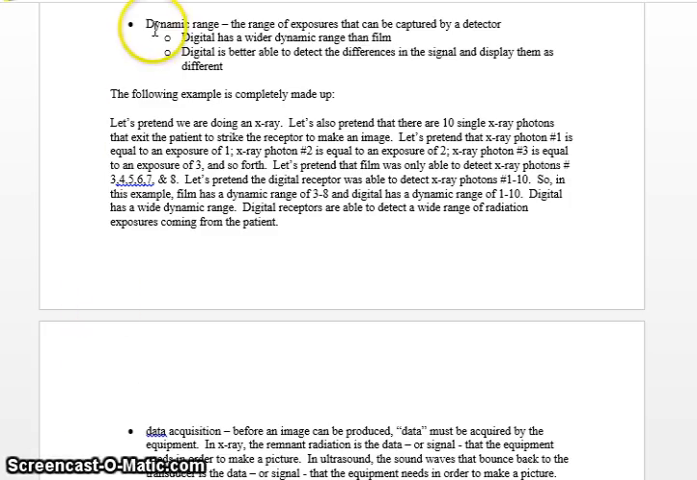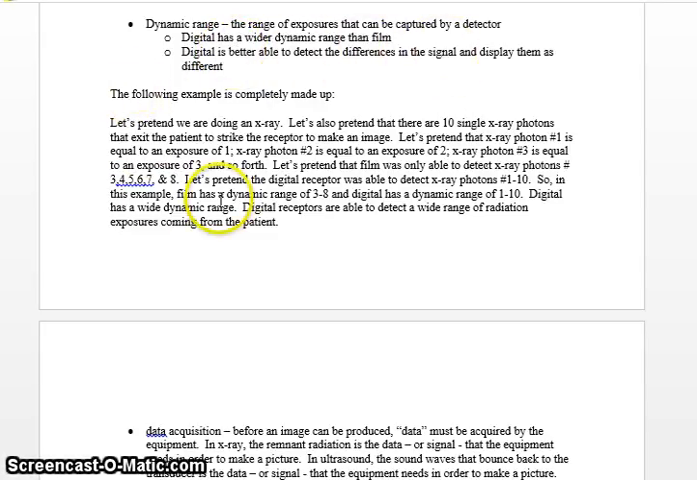Okay, moving on to the term dynamic range. Dynamic range is a term associated with digital imaging, and the definition is the range of exposures that can be detected by a detector. Digital has a wider dynamic range than film, meaning digital is more sensitive. It is better able to detect the differences in the signal and display them as different. So what that ultimately means is more shades of gray, but you have to understand why there's more shades of gray. There's more shades of gray because digital is more sensitive. It is better able to detect the differences in the signal.